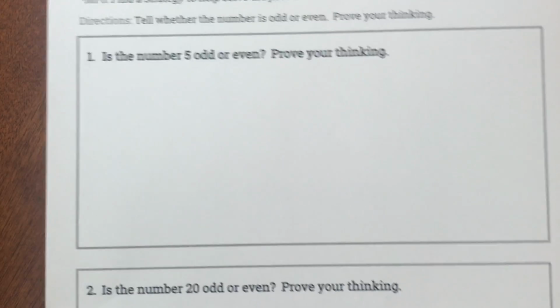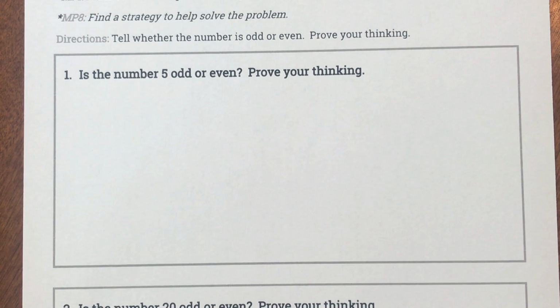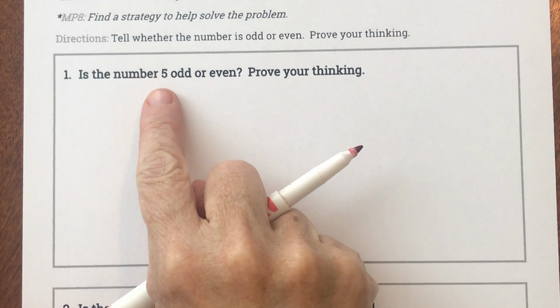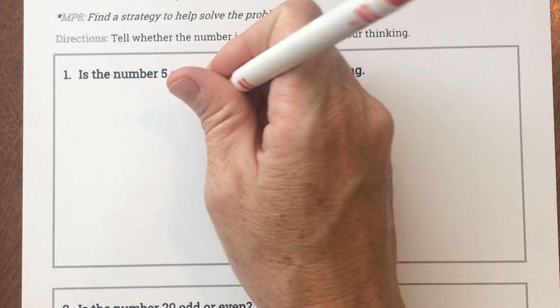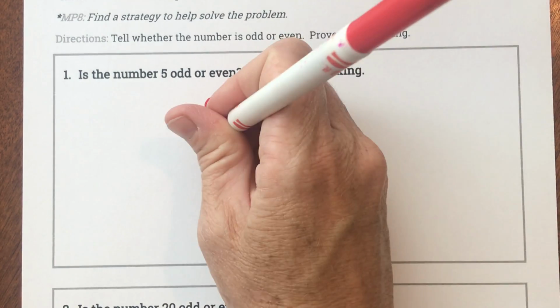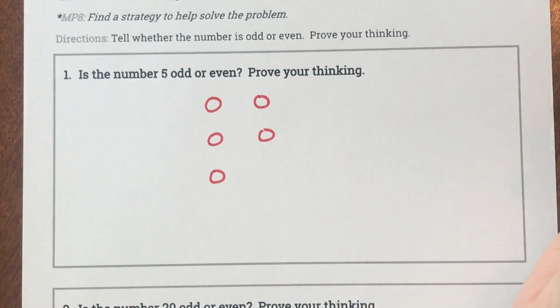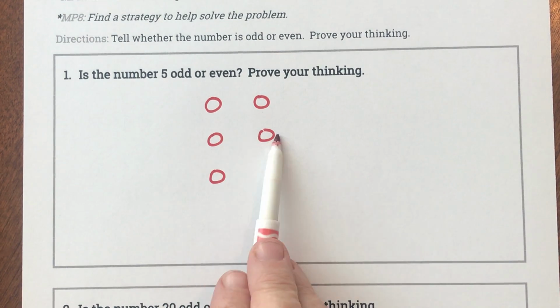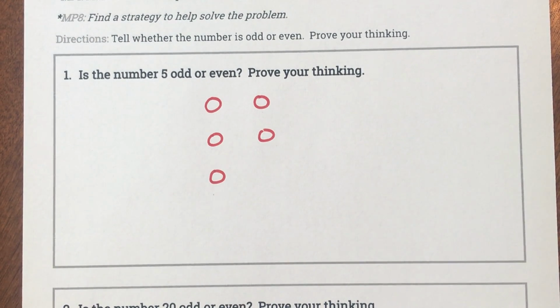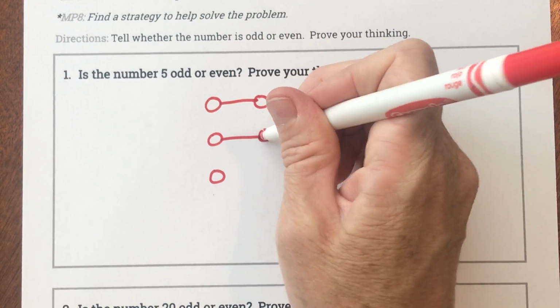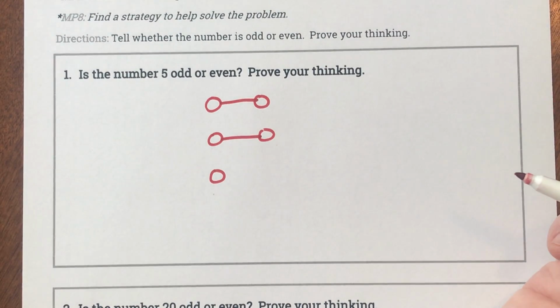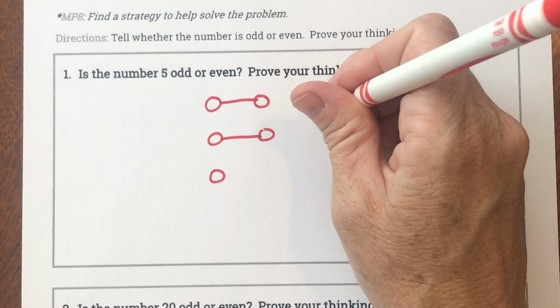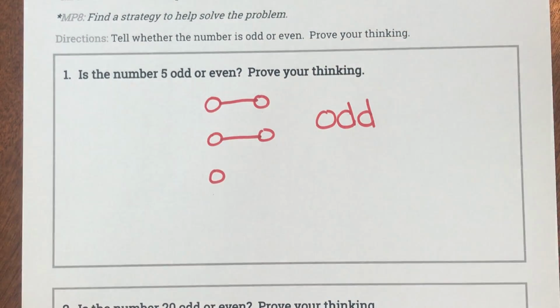I'm going to get my first problem going, and my first problem says, is the number 5 odd or even? Prove your thinking. Okay, so 5 is just a 1 digit, so I'm going to draw my 5 objects. 1, 2, 3, 4, 5. And I can double check. 1, 2, 3, 4, 5. Okay, now I'm going to pair them. They're a pair, they're a pair, and I have a leftover. So what does it mean when I have a leftover? The leftover means that my number is odd.